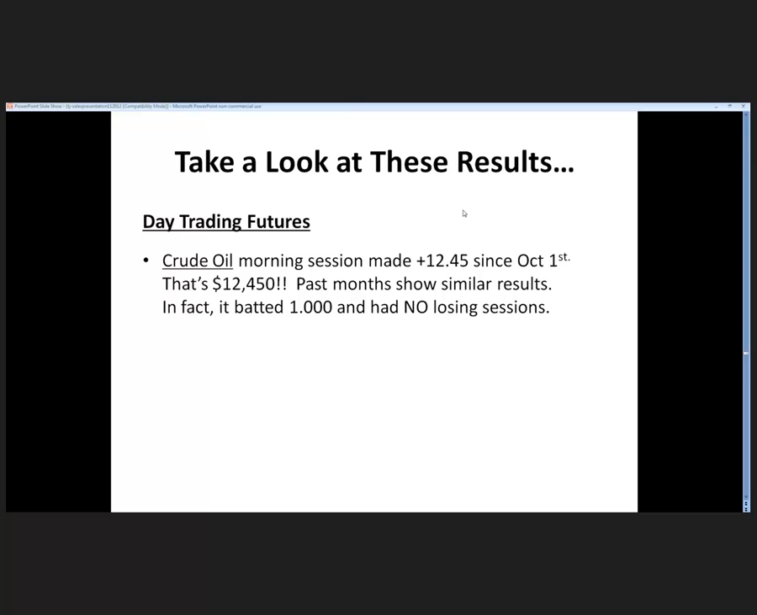So let's start with crude oil futures. Morning session, right? So nice and easy. Just since October 1st, okay? $12.45 in this case, which equates to $12,450. And past months, we've shown very, very similar results.